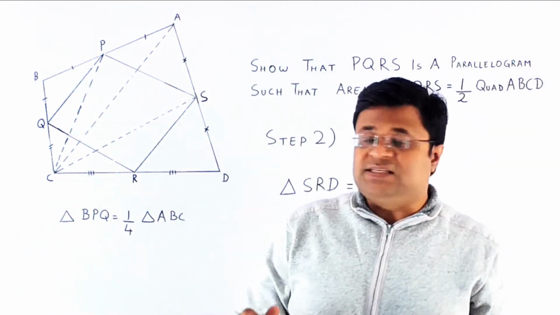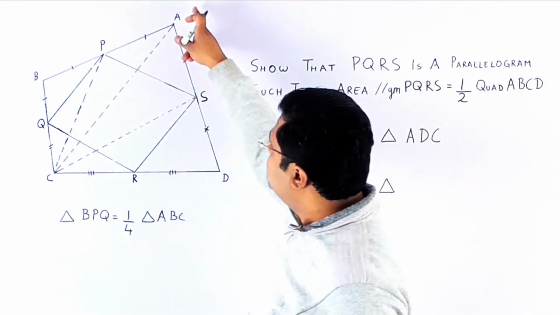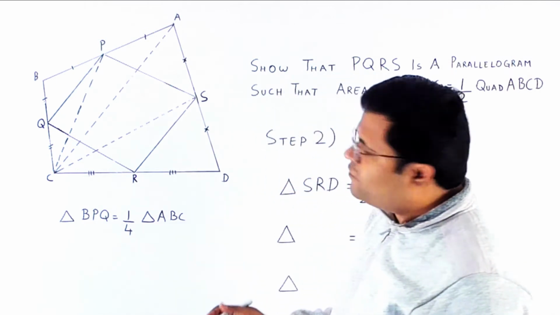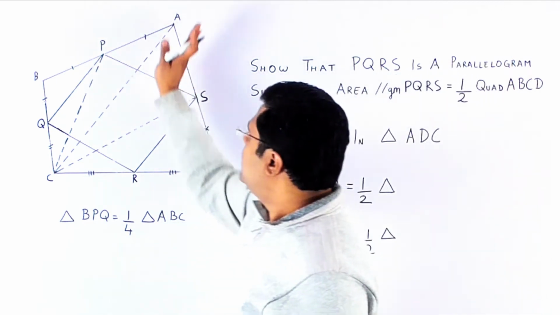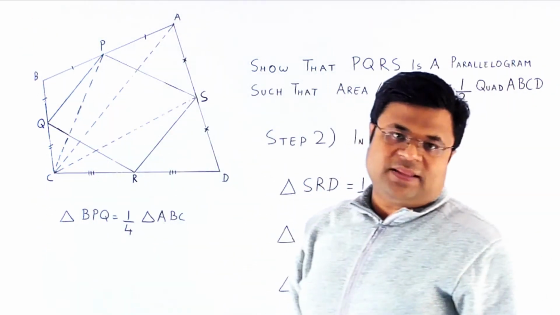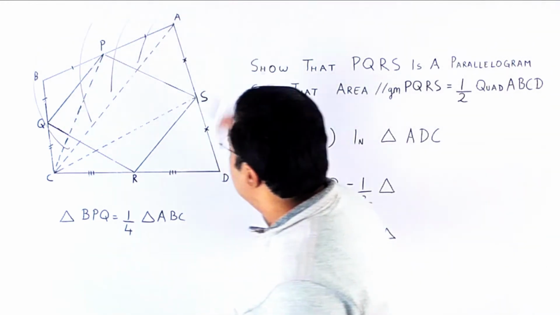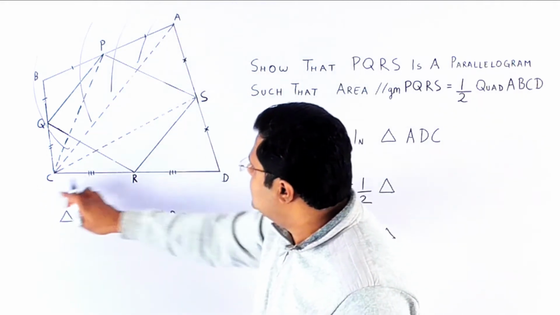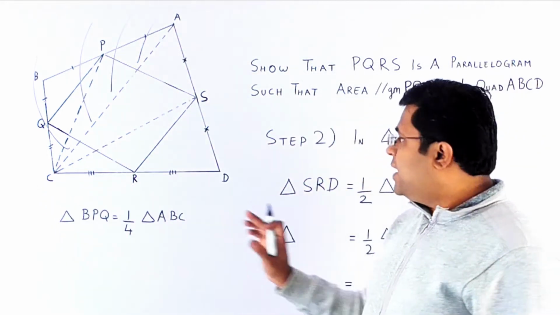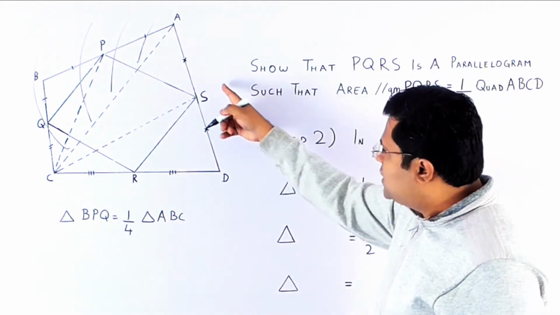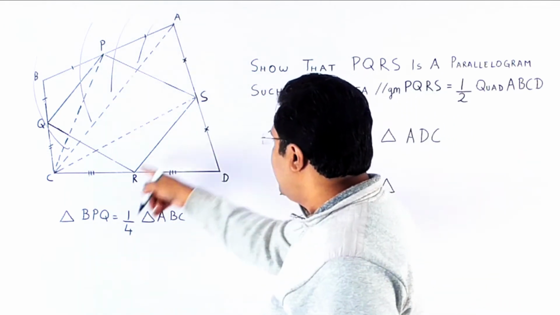Now in the next stage, we don't have to consider triangle ABC. You can leave out everything above the line AC on that side. We won't consider it. You can leave this whole thing out. Now we will only consider ACD. In triangle ACD, first we start with SRD.